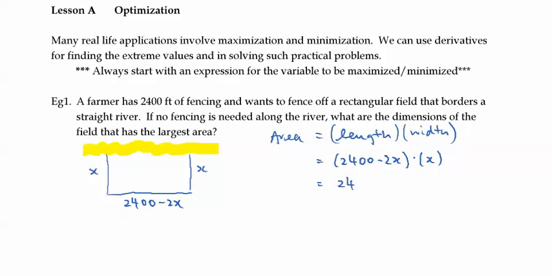And if you want to find the maximum area, we can then differentiate this particular function. I can consider this as y equals 2,400x minus 2x squared. And differentiating this function will give us 2,400 minus 4x. For this to be the largest area, or the minimum, the smallest area, we don't know yet, we can set this to 0. Using y prime equals 0, we'll be able to find the critical point.